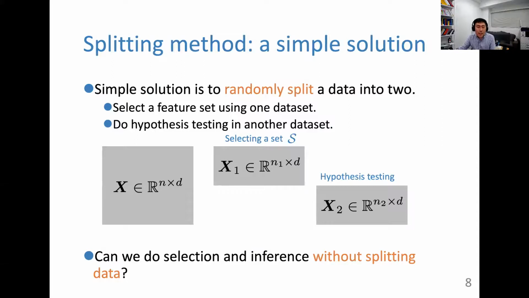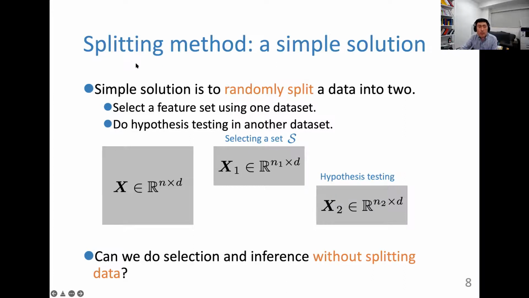Okay, so this is the selective test framework. There are several approaches, and first I want to introduce the simple approach. This is called the splitting method. This is a simple solution. The problem in selective inference is that we select some hypothesis from the data set, and if we use the same data set for the inference, we cannot control the error. Therefore, if we can somehow split the selection and the hypothesis testing, we can solve it. So this is the splitting method.